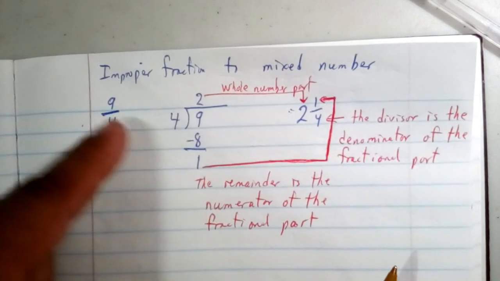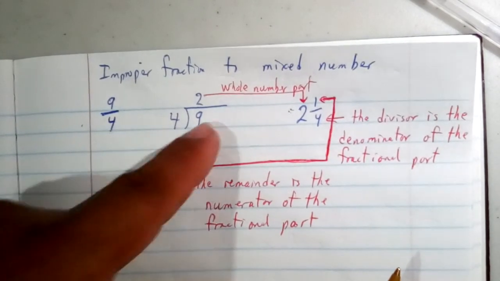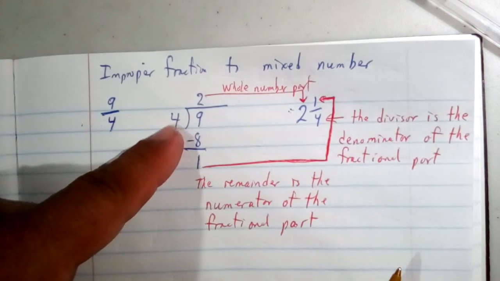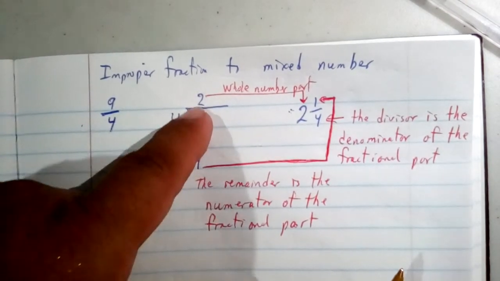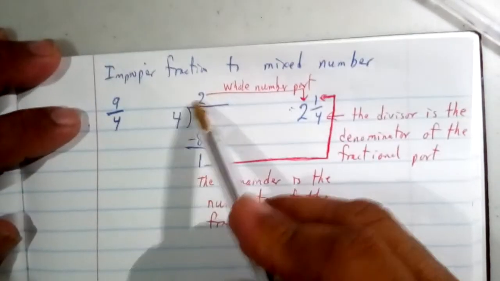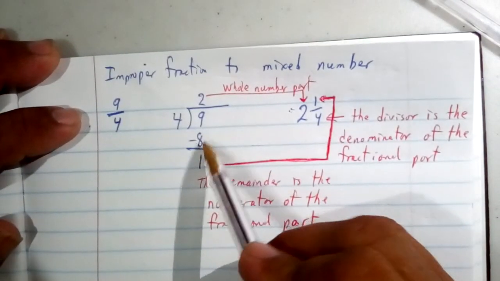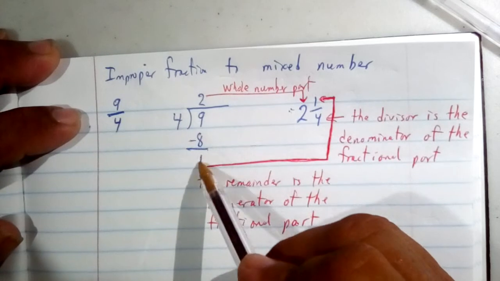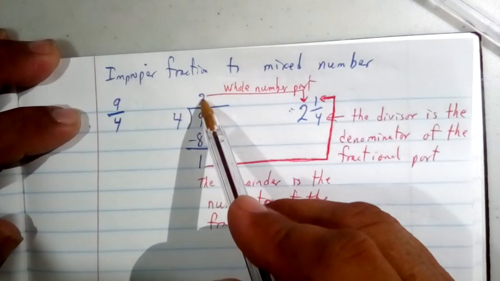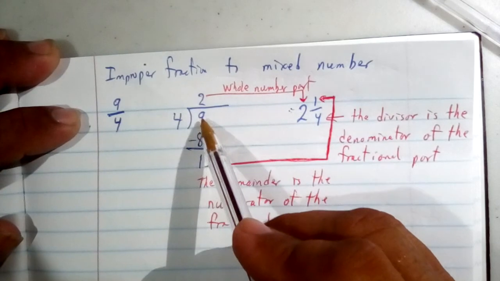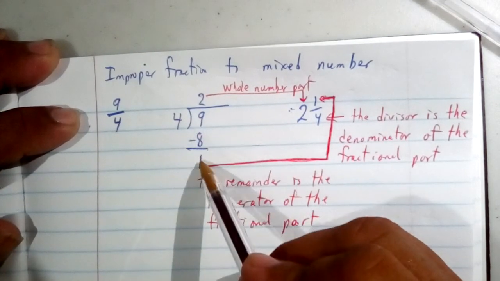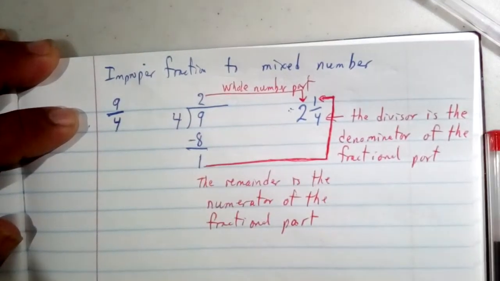and the denominator goes outside, and you will say that top value divided by the denominator, and you get a whole value. That value will now say 4 times 2 will give us 8, and then you subtract that 8 from 9. Why? What does this 2 mean? This means that there are two groups of 4 in 9, and that you are left with one extra value.